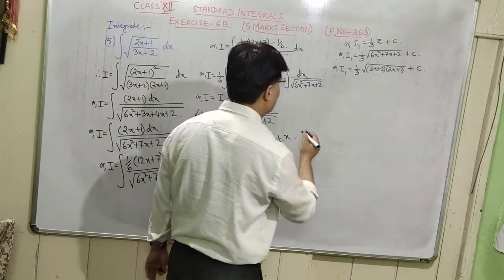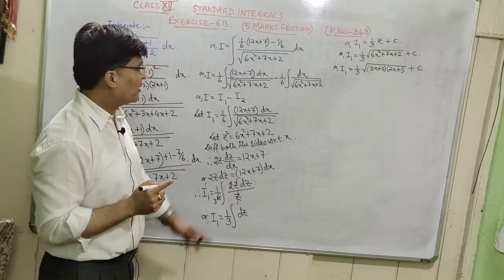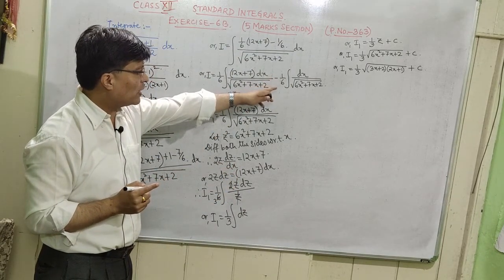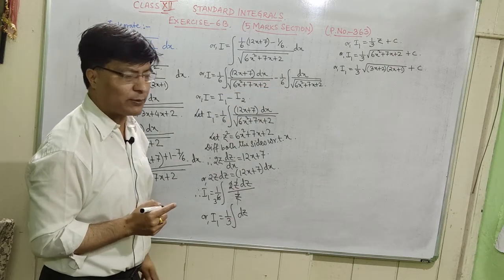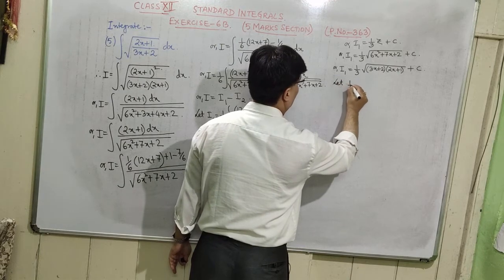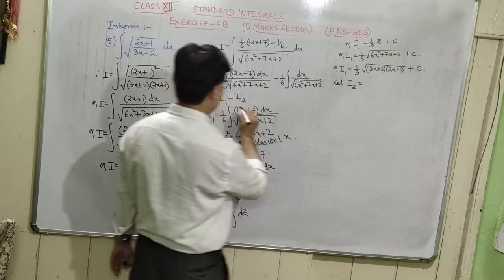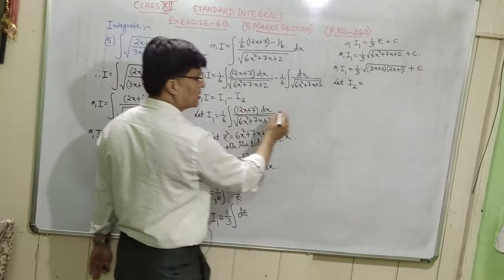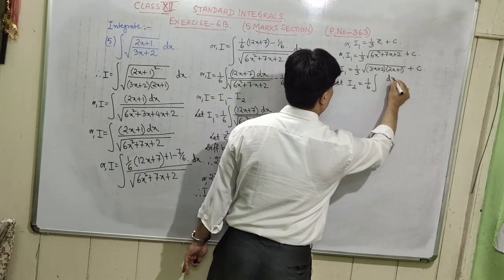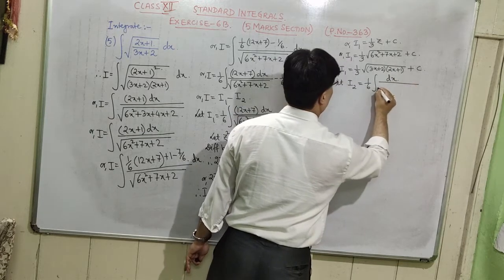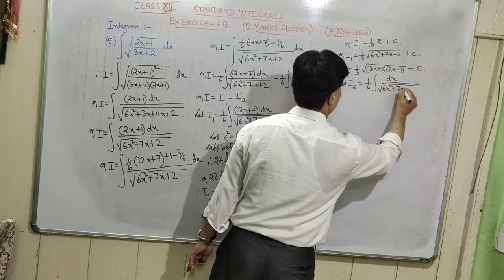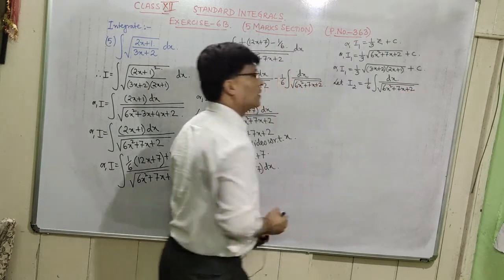So let us find out I2. Again you have to find out the value for I2. So I2 is equal to 1 by 6 integration of dx divided by root over 6x square plus 7x plus 2. Now let, what is I2 here? I2 is equal to this one. Let us write it. So it is 1 by 6 integration of dx divided by root over 6x square plus 7x plus 2.